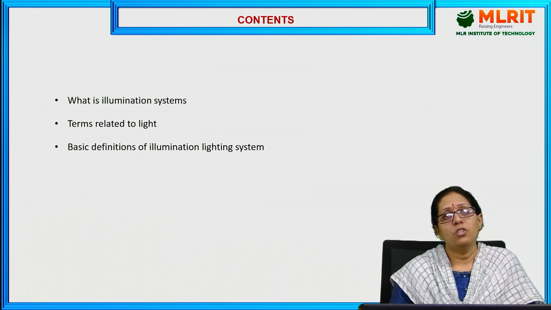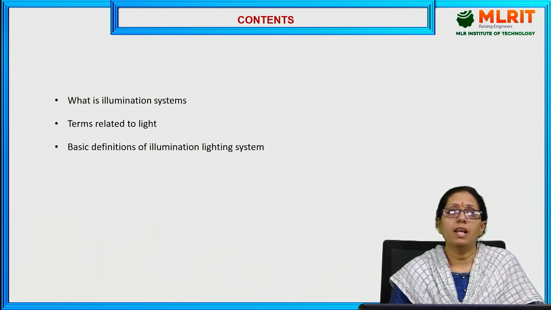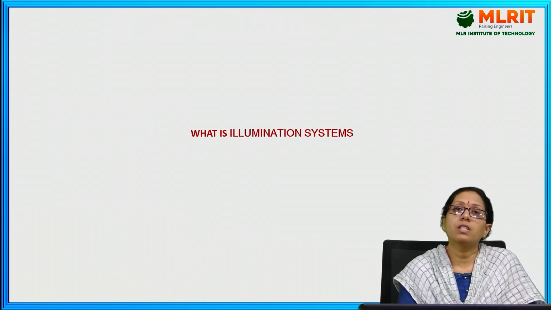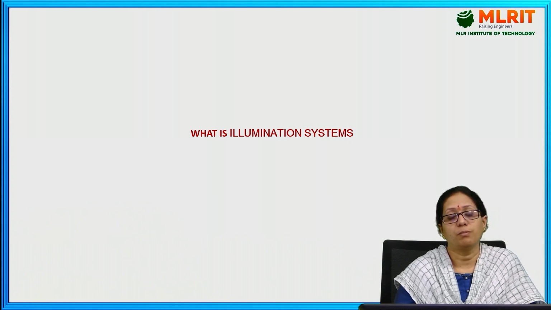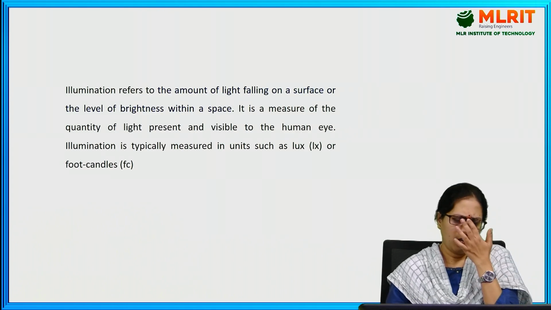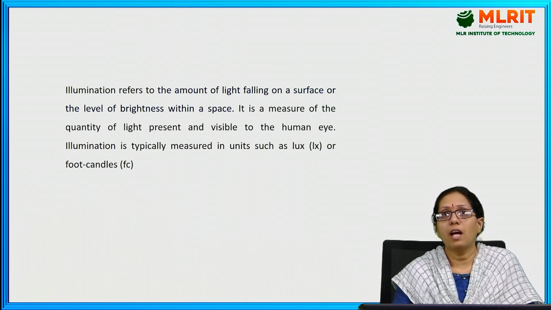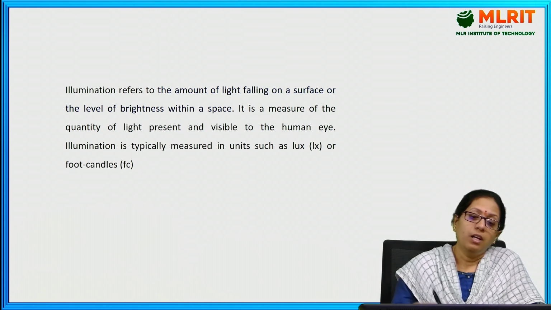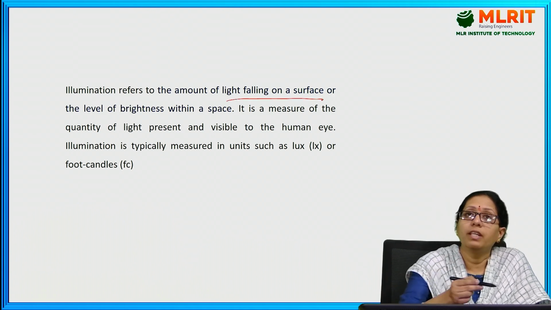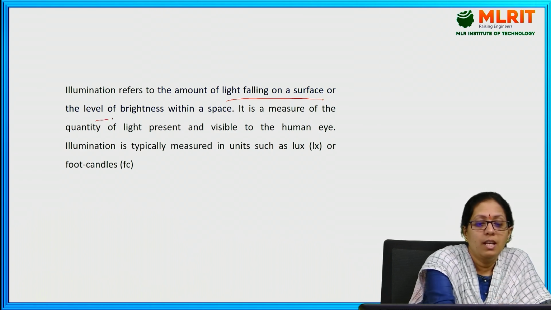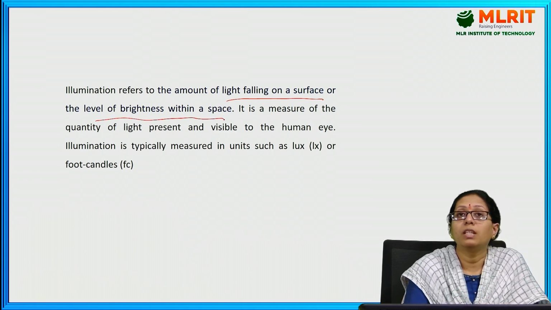What is an illumination system? Terms related to light and basic definitions of illumination lighting systems. The first one is, what is an illumination system? Illumination refers to the amount of light falling on a surface or the level of brightness within a space. Light falling on a surface or the level of brightness within a space is nothing but illumination.